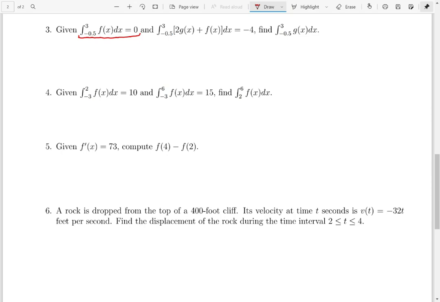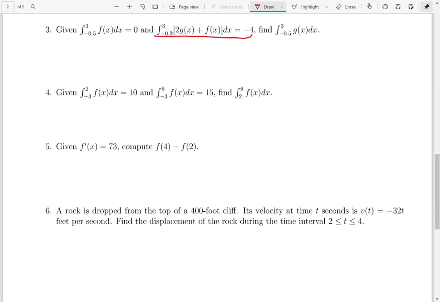This is really just a complicated looking algebra problem. That's all. So we do have to use some properties, but remember that the integral of sums is the sum of the integrals. And so this, I'm just working with this right here. And let's see what we get.